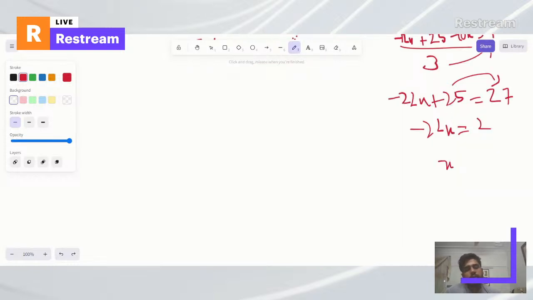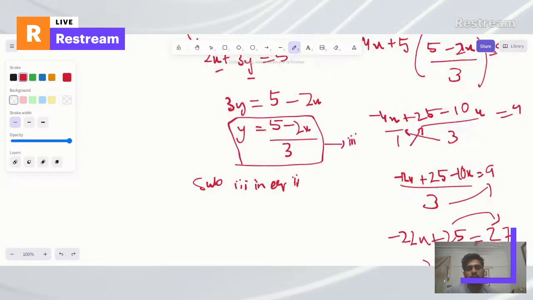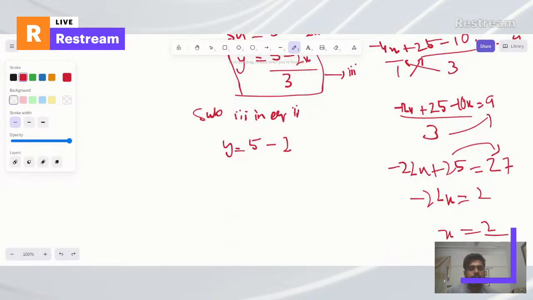Now let's take 22 to the other side. It's going to become 2 divided by negative 22. So the final answer would be negative 1 over 11, right? So that's the value of x. Now we're going to substitute this value of x over here. So it's going to become y equals 5 minus 2 times negative 1 over 11, okay, divided by 3.